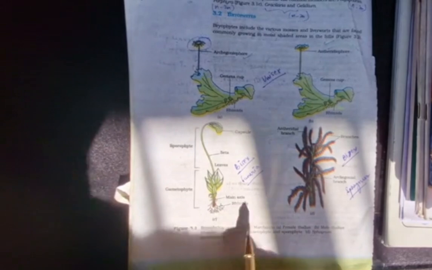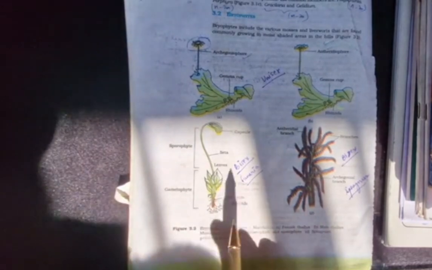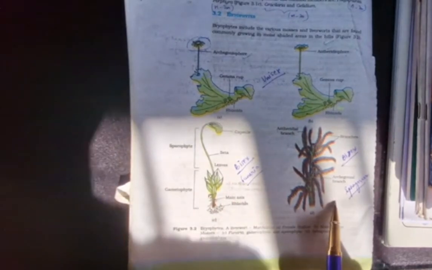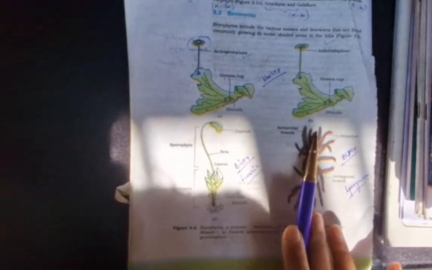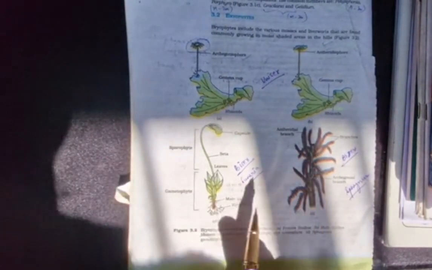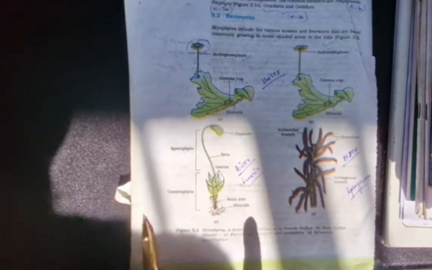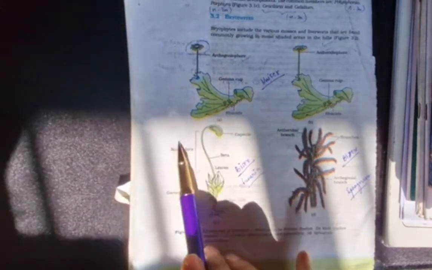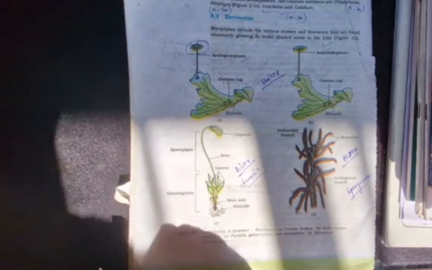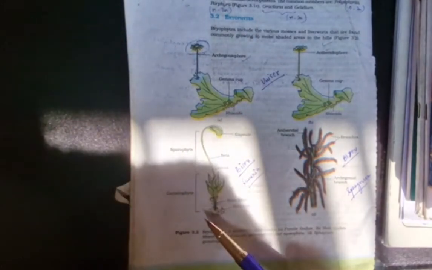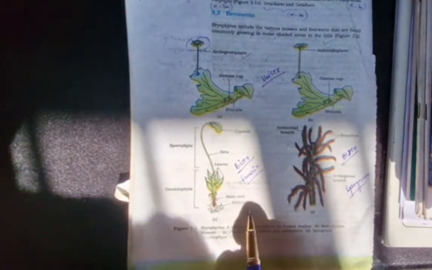Mosses contain Funaria and Sphagnum. This is Funaria, this is Sphagnum. The antheridial branch is on top, and the archegonial branch is on the lower side, and this is Funaria. This shows the sporophyte and gametophyte, which is bisexual. Funaria is bisexual, monoecious. Capsule, seta, foot, leaves, main axis, rhizoids.